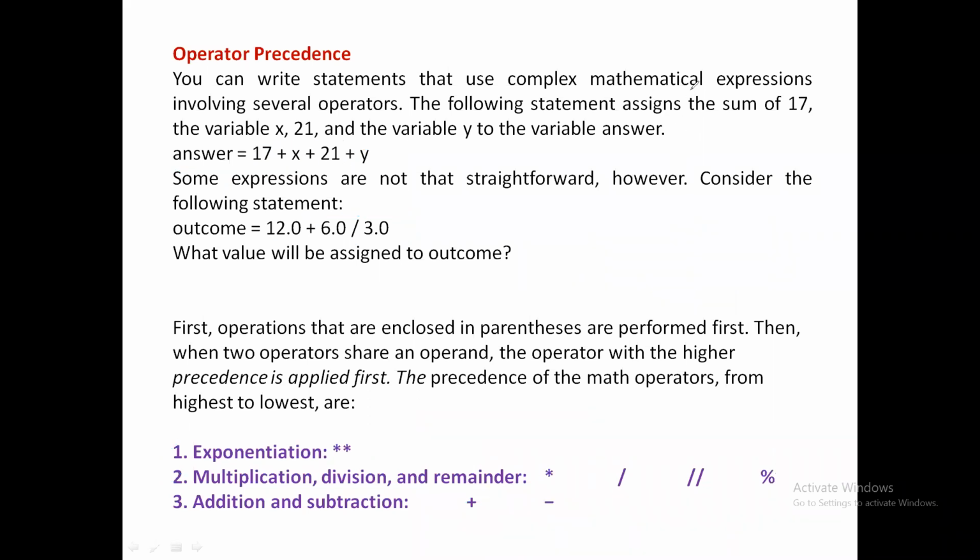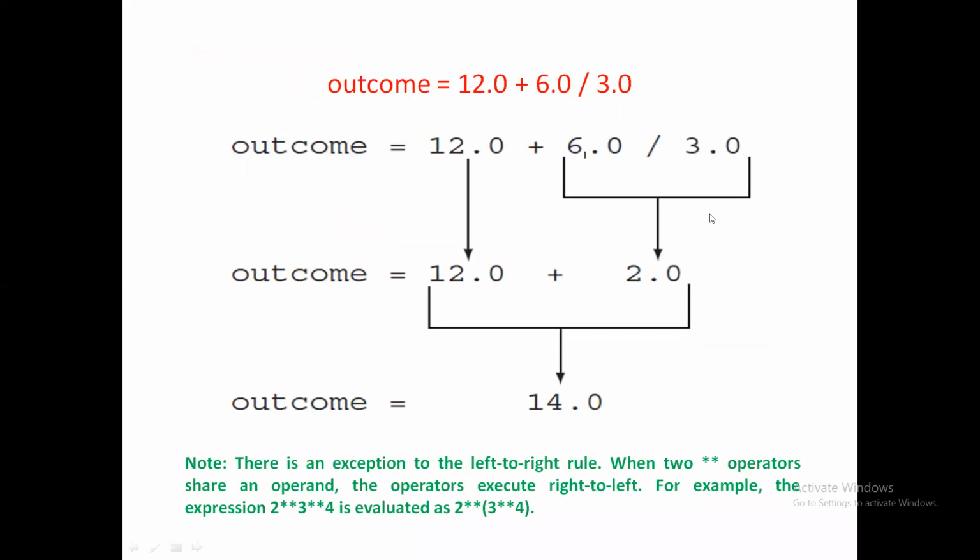Now let us go through a few examples to understand how this operator precedence is actually used. You can see it here in this expression, 12.0 plus 6.0 by 3.0. Even though plus appears first in the expression, this slash has the highest precedence. Therefore, this has to be evaluated first. So 6.0 by 3.0 is evaluated first, which gives us 2.0. And then 12.0 plus 2.0 is evaluated. That gives us 14.0. That is how the answer should be calculated.